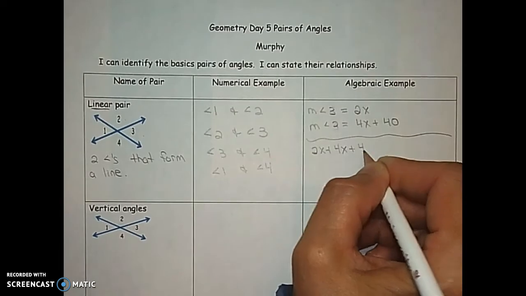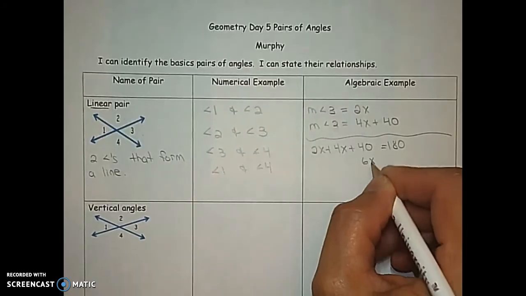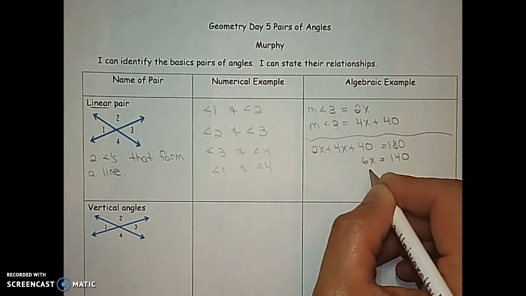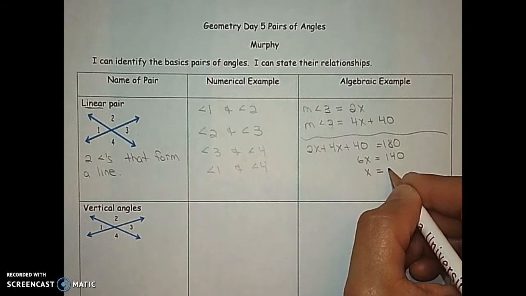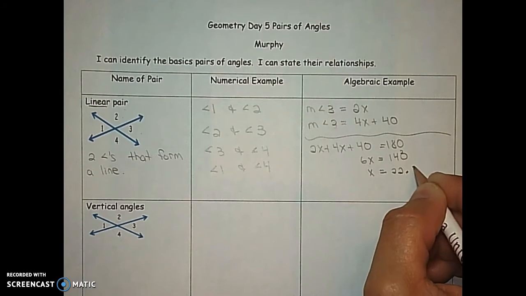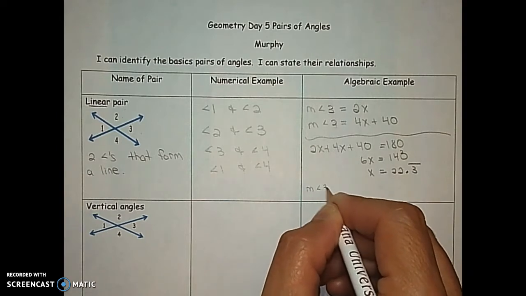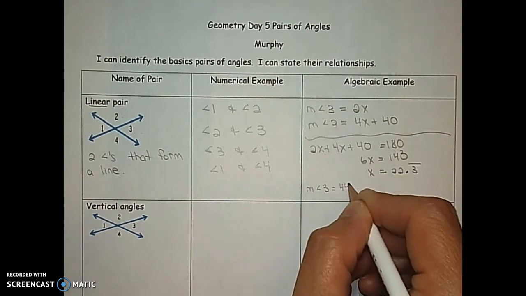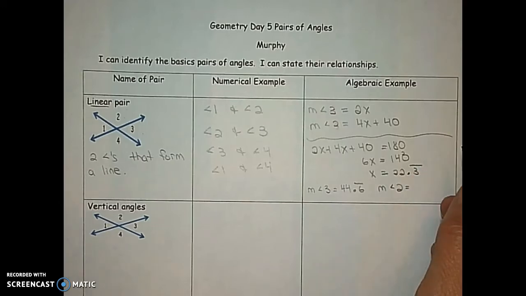2x plus 4x plus 40 equals 180. I'm going to combine my x's, and at the same time I can subtract that 40. And then finally we can go ahead and do some division. And we end up with 22.3 repeating. And then let's go ahead and find each of the measures of those angles. So the measure of angle 3 is going to be equal to 2 times that, which would be 44.6 repeating. The measure of angle 2 is 4 times that plus 40.